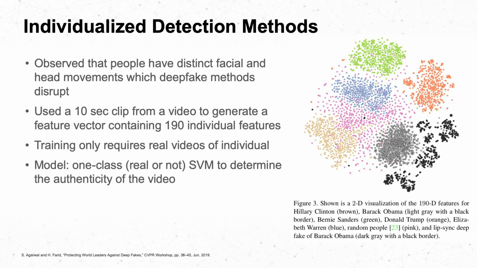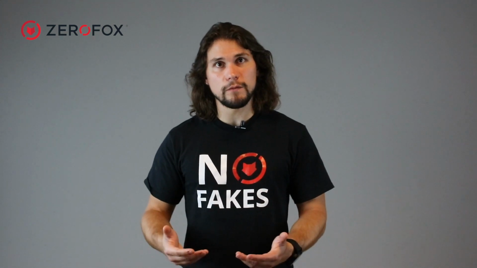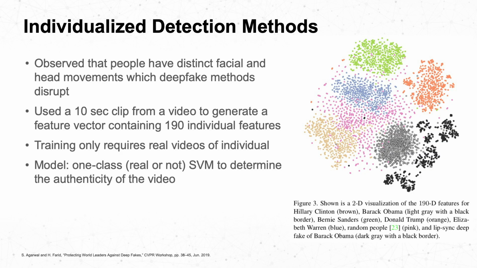The other thing that's really nice about this method is that the researchers used a support vector machine. So because they used a support vector machine and given the type of features that they're providing to this model, the training data only requires real videos of an individual. All of the other methods I talked about prior to this require you to either find or create deepfakes and include those as part of your training set along with real videos. The fact that you only need to gather real videos for this model is a real boon because it's a lot easier to find real videos right now than it is to find examples of deepfakes.